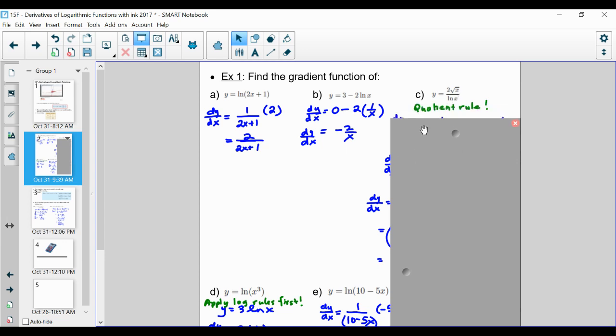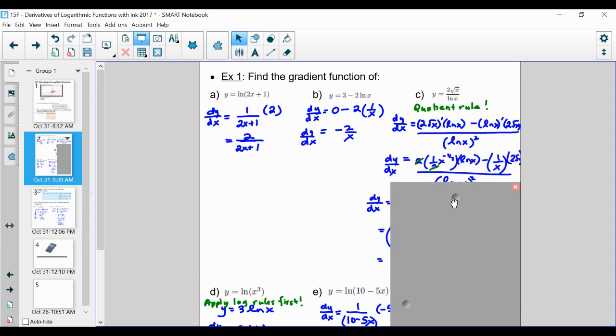In this situation, we need to use the quotient rule. So we're going to take the derivative of the numerator times the denominator as is, minus the derivative of the denominator times the numerator as is, all over the denominator squared. When I take this derivative, I pull out the factor of 2, and the derivative of root x is 1 over 2 x to the negative 1/2, times the original ln x from the denominator of our function. And the derivative of ln x is 1 over x times 2 root x. Sorry, that's a little hard to read. All over ln x squared.